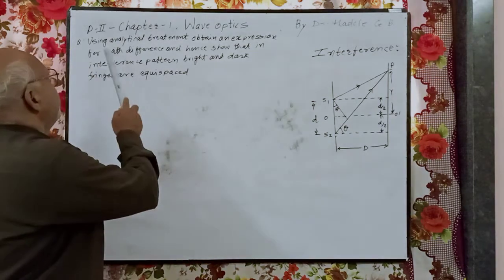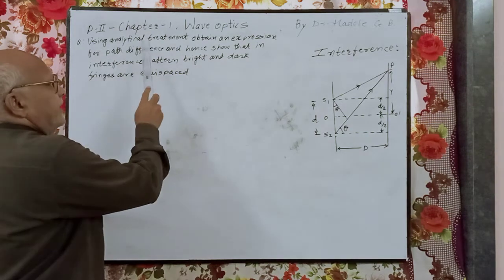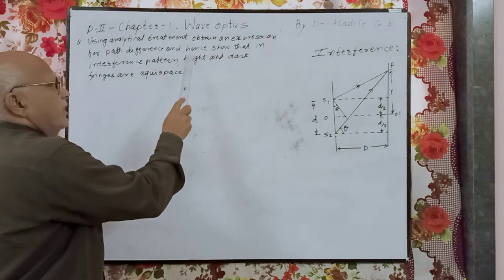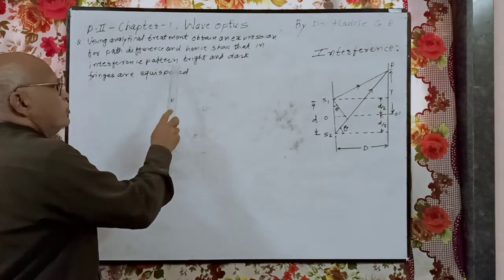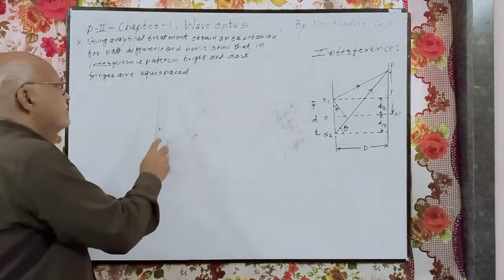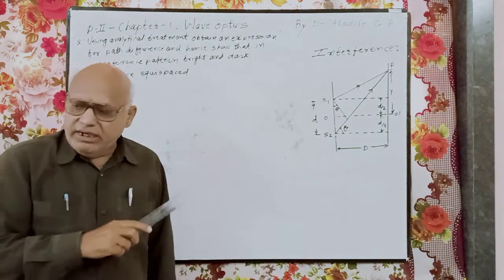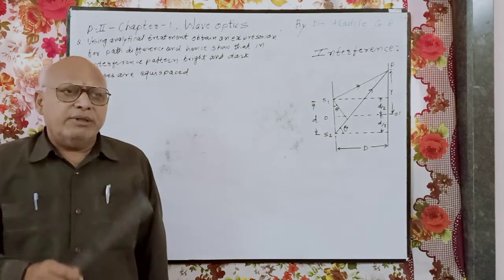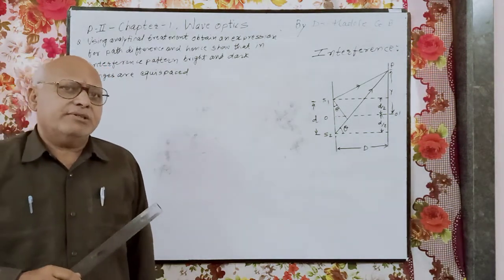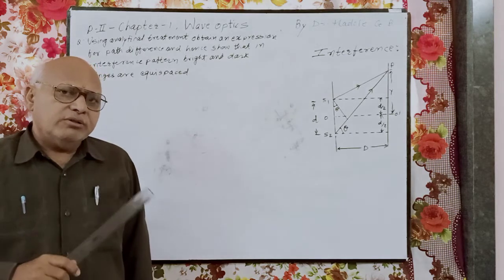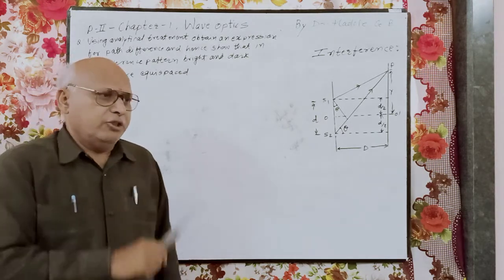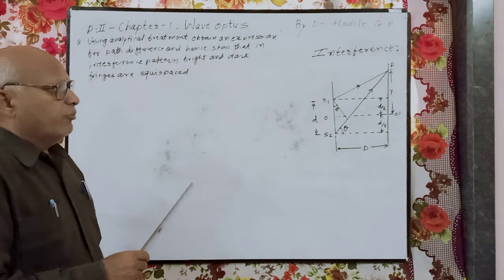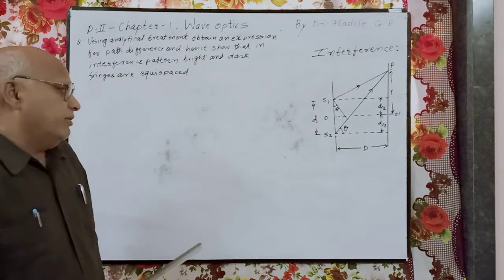Next article: using analytical treatment, obtain an expression for path difference, hence show that in the interference pattern bright and dark fringes are equispaced. We have seen in a previous article that there is a formation of dark and bright fringes alternately on both sides of the central bright point. And the same article here we are going to consider for our analytical treatment.